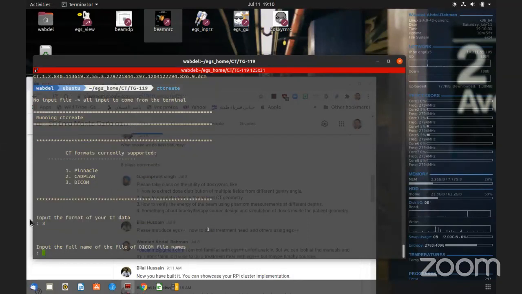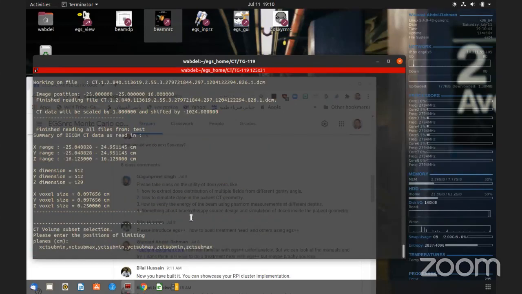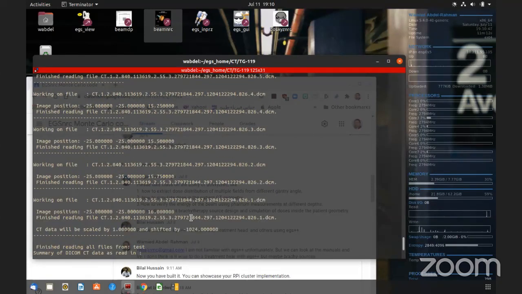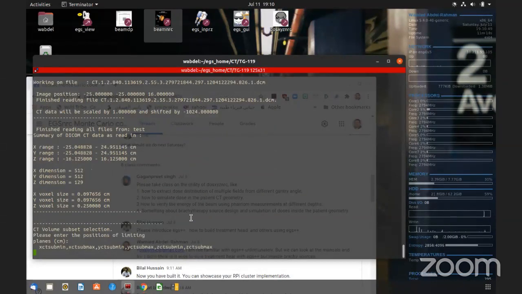Okay, and then the next line, this is where I put the full name of the DICOM file names. So we have generated this, I called it test. When I do that, it reads the DICOM files and it extracts the information.